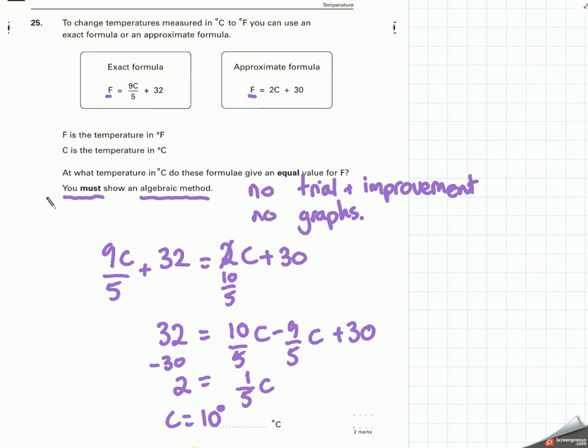What I should do at this point is quickly check. So if C is 10, I've got 9 over 5 times 10 plus 32. 90 over 5, cancel those, we've got 18 plus 32 is 50 degrees Fahrenheit. And if I put it into the other side, we've got 2 times 10 plus 30, again 50 degrees Fahrenheit. So I've even checked my answer as well.